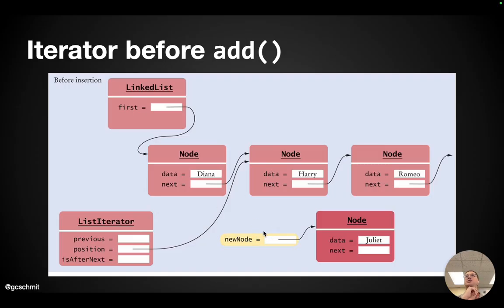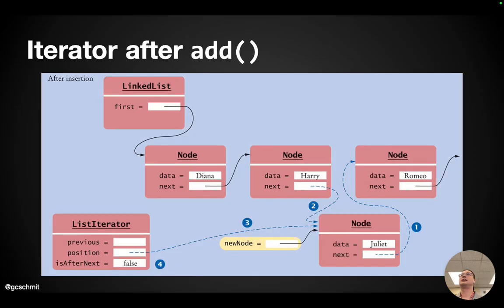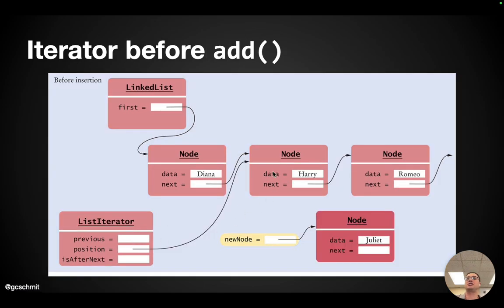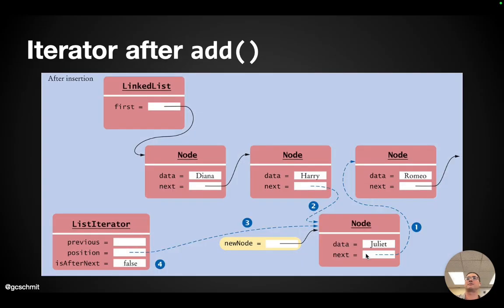All right, so here's what it should look like after the fact. And you'll notice here it's numbered. There are 4 steps we have to do, and we're going to code each of these in turn. What you'll notice is that we have to initialize the new node's next to refer to the node whose data is Romeo. Where does that come from? It comes from position.next. So again, back here, position.next refers to the node with Romeo. That's where that comes from.